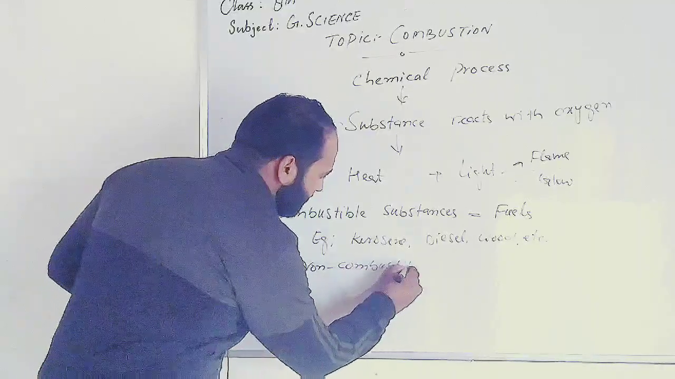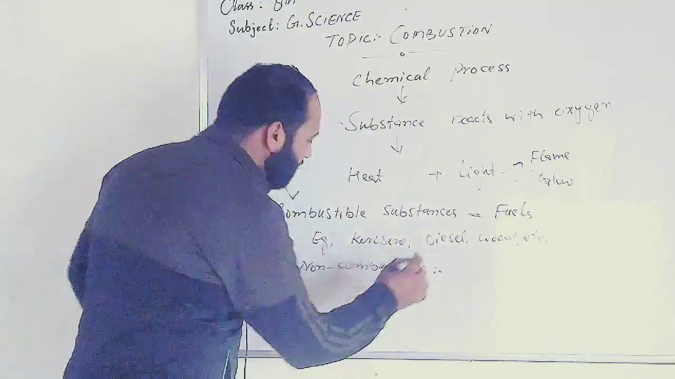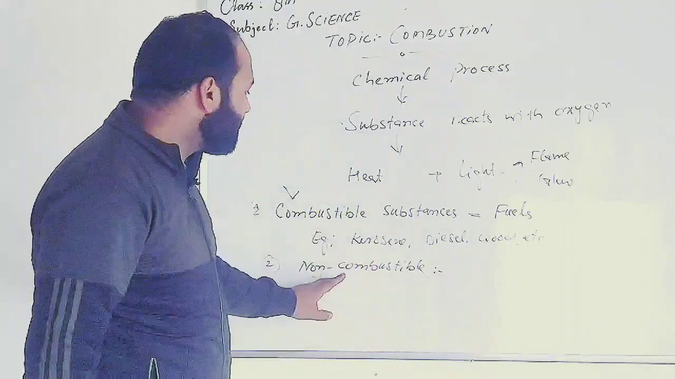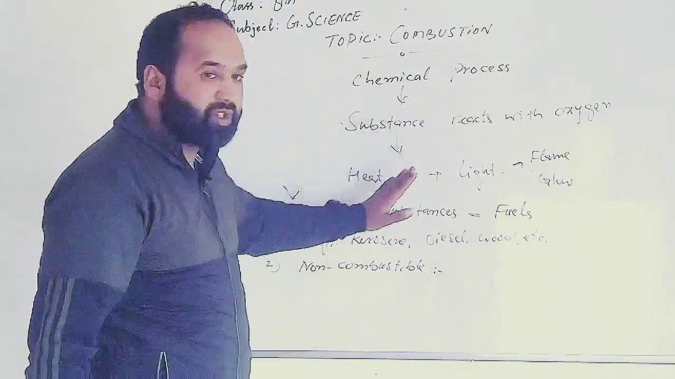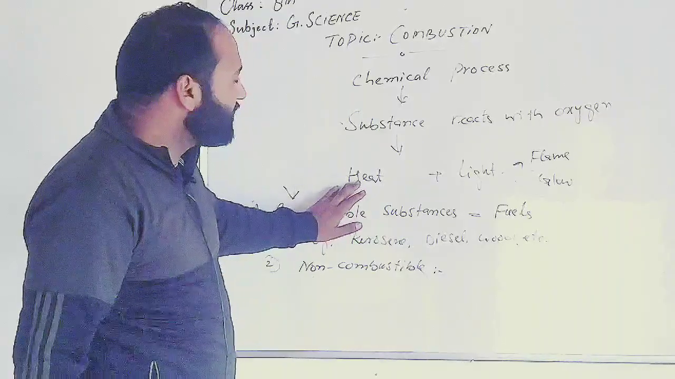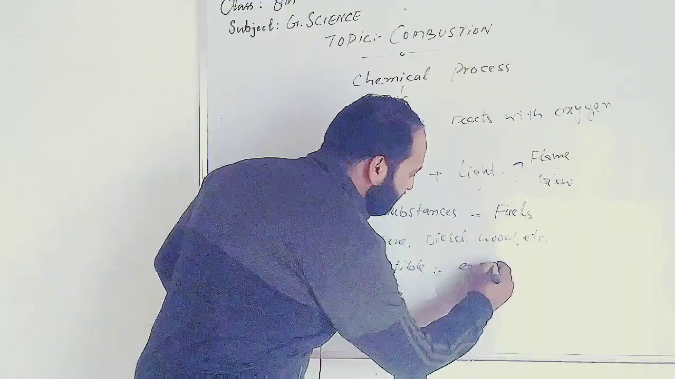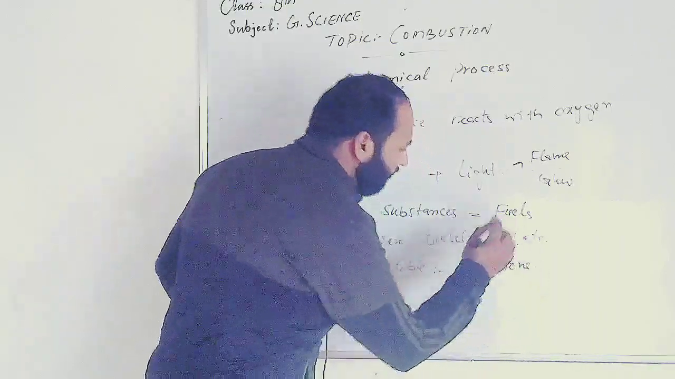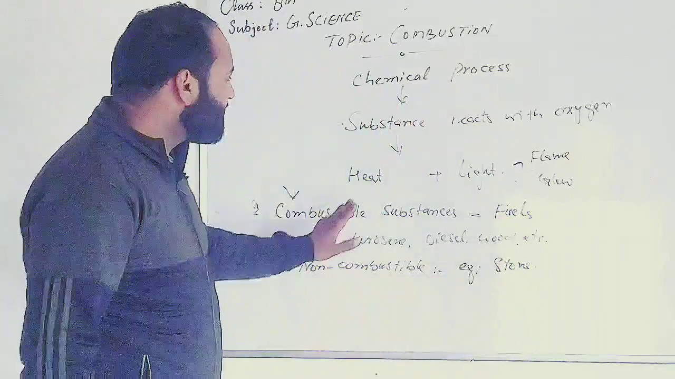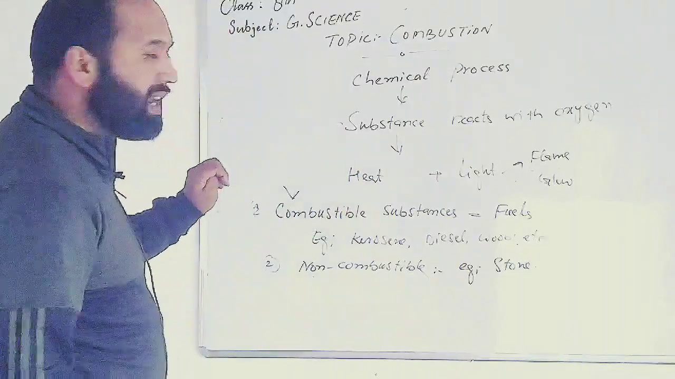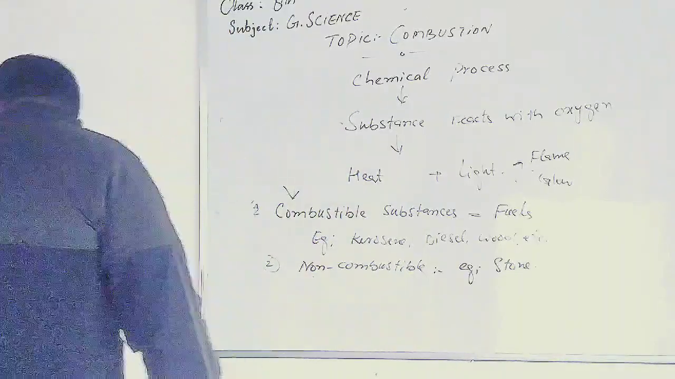So the next term is non-combustible substances. Non-combustible substances are those substances that do not react with oxygen of the air and do not produce heat and light. Among non-combustible substances, for example, we have stone. These substances do not produce heat and light and do not react with oxygen.